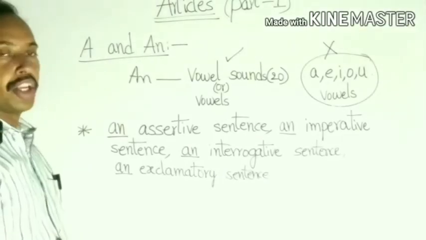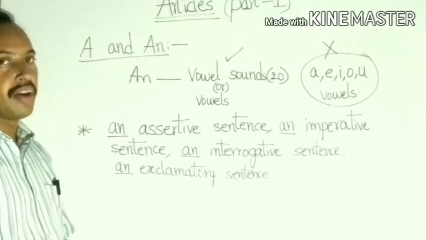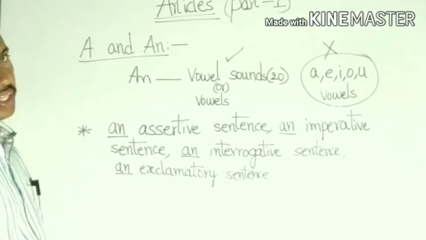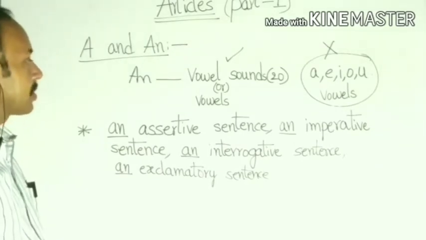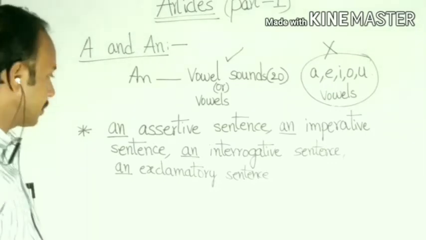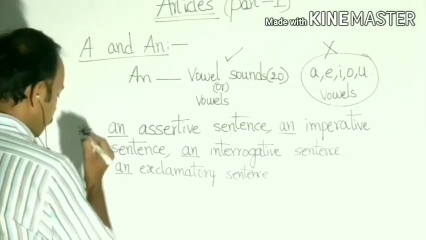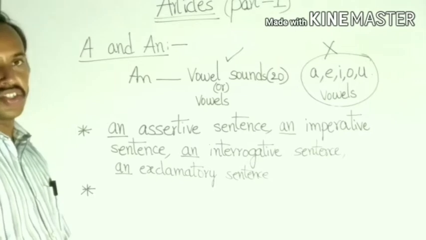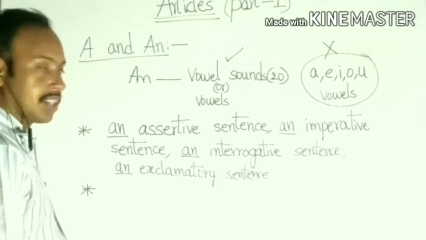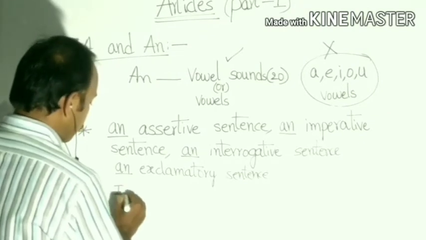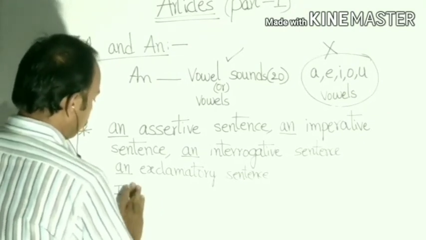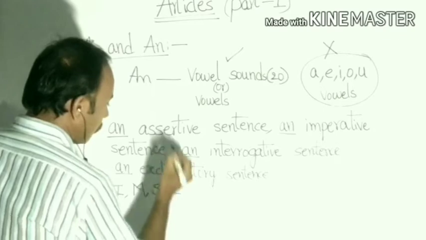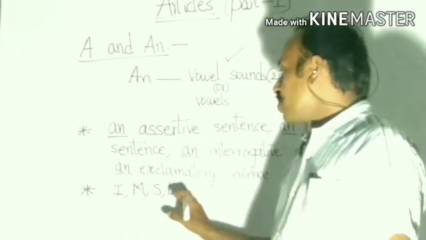Before the names of the four kinds of sentences that we have in English, you should use the definite article, you should use "an" without fail. So, an assertive sentence, an imperative sentence, an interrogative sentence, and an exclamatory sentence. Next group. When some abbreviations are given for designations or positions, and if those abbreviations start with one of these letters, you should take "an".